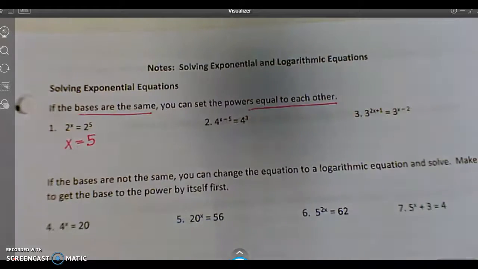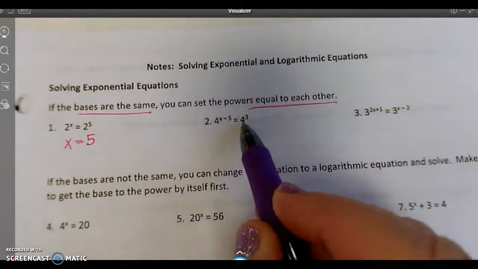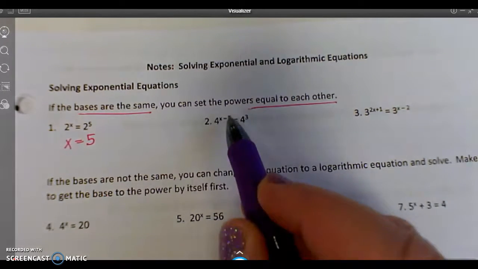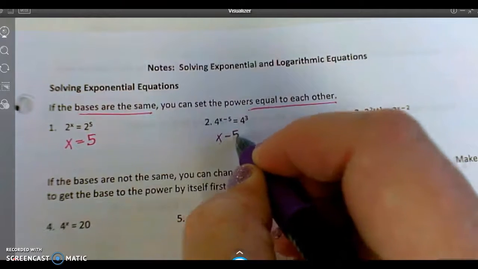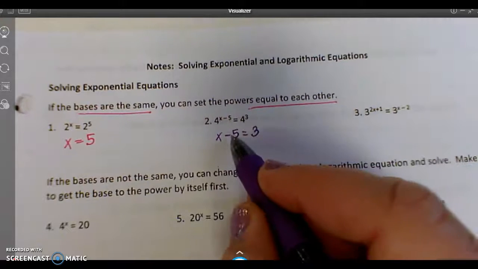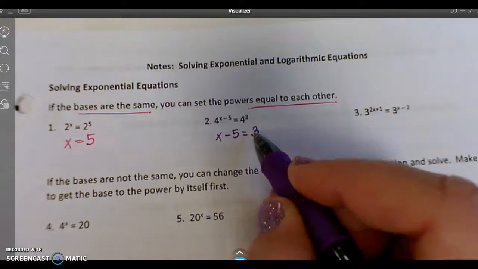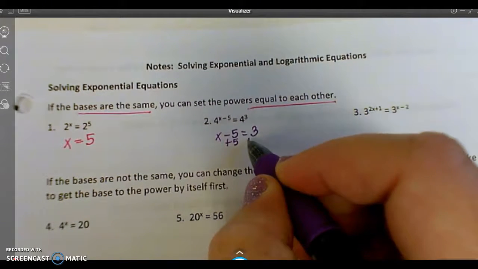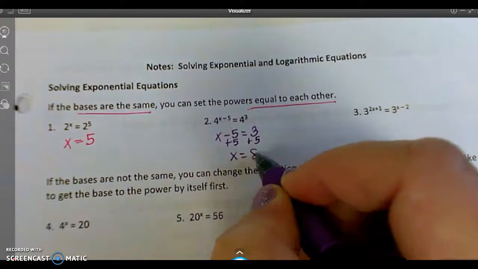On number 2, are the bases the same? Yes, because they both have a 4. So you set the powers equal. You want to get x by itself, so you would add 5 on both sides, and you get x is 8.